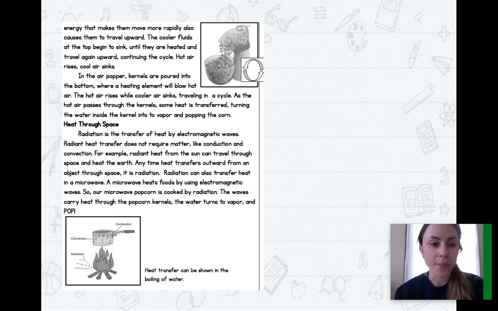In the air popper, I'm going to pause here. This right here is that photograph of the air popper. So if I don't know what an air popper is, that is how the author is helping me figure that out.